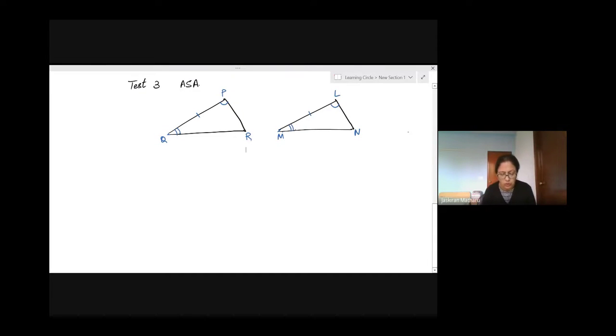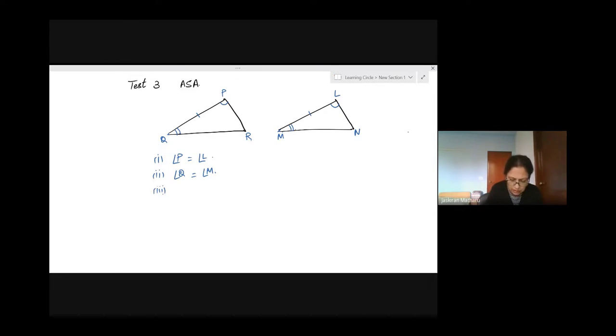Third test for congruency is ASA. Here it means that any two angles and the side included between the two angles should be equal to the corresponding angles and the included side in the second triangle. So we are looking at triangles PQR and LMN. Here, first thing we notice is that angle P is equal to angle L. Second, angle Q is equal to angle M.